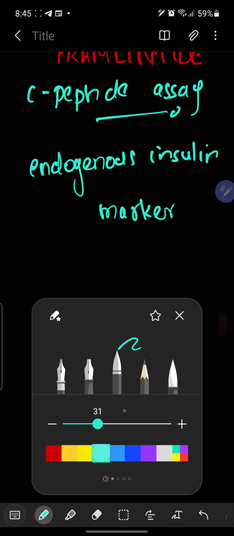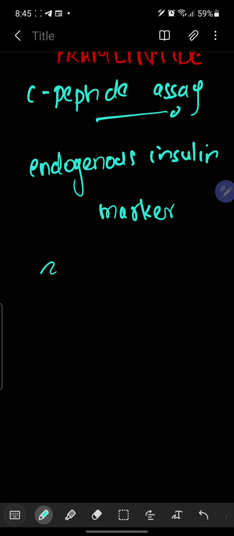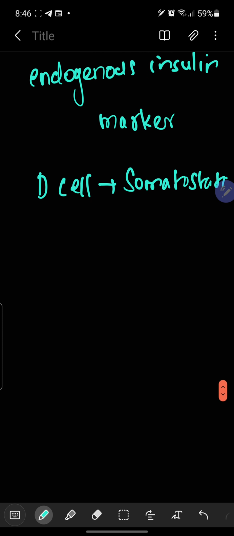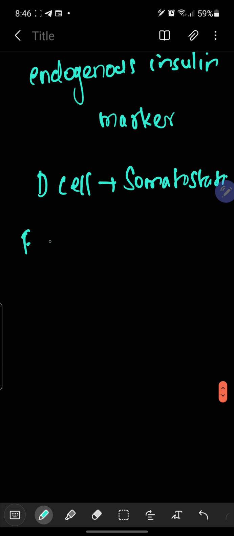Now there is the D cell or delta cell which releases somatostatin. Somatostatin is a universal inhibitor. It will inhibit the release of glucagon and insulin. Now we have the F cell. It will release pancreatic polypeptide, denoted as PP.